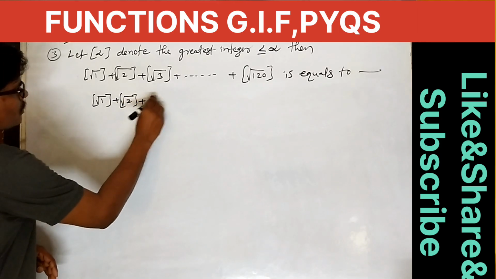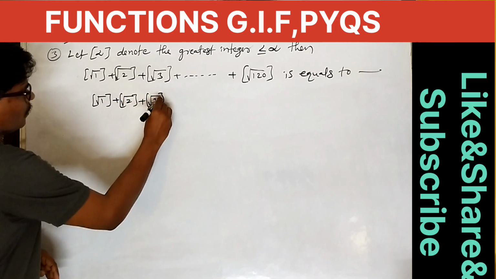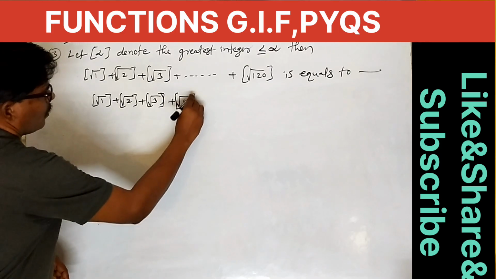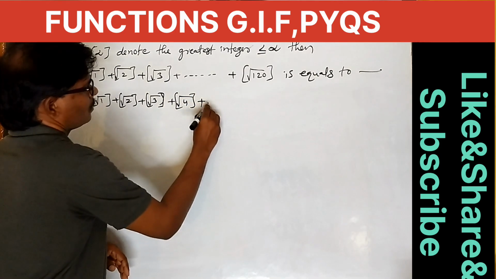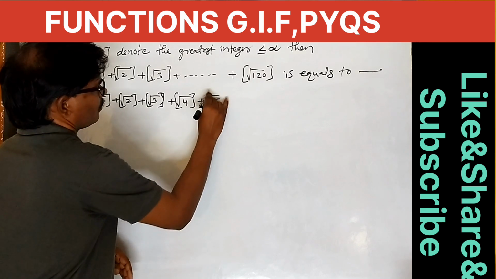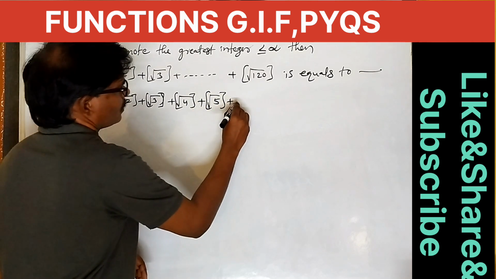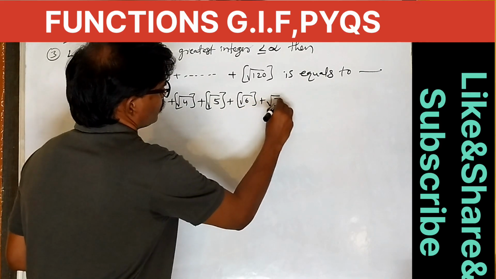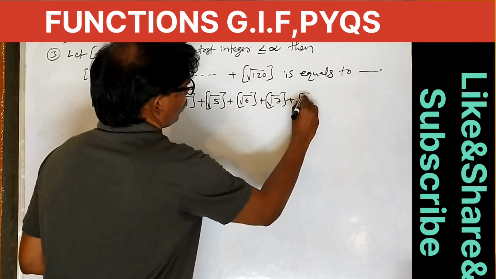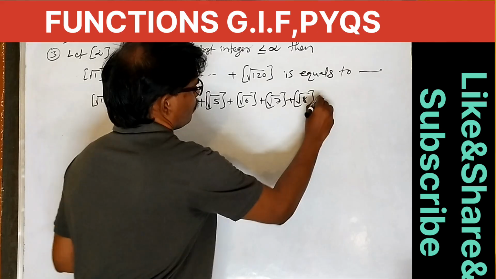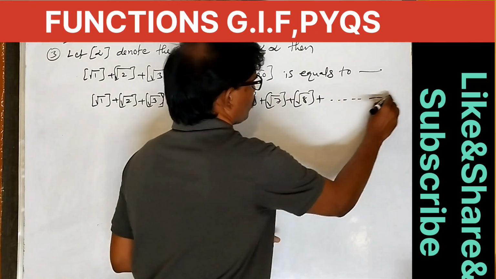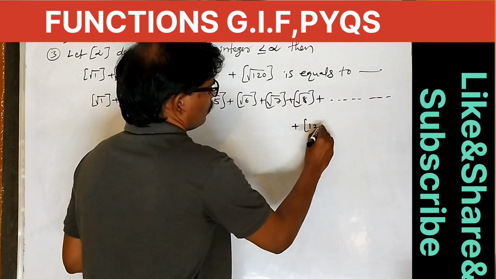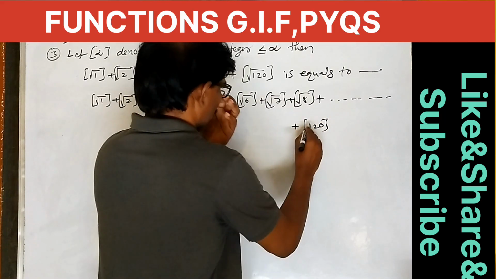plus this is [root 3], plus this is [root 4]. Next plus [root 5] plus [root 6]. Next plus [root 7]. Next plus [root 8] plus so on up to [root 120].